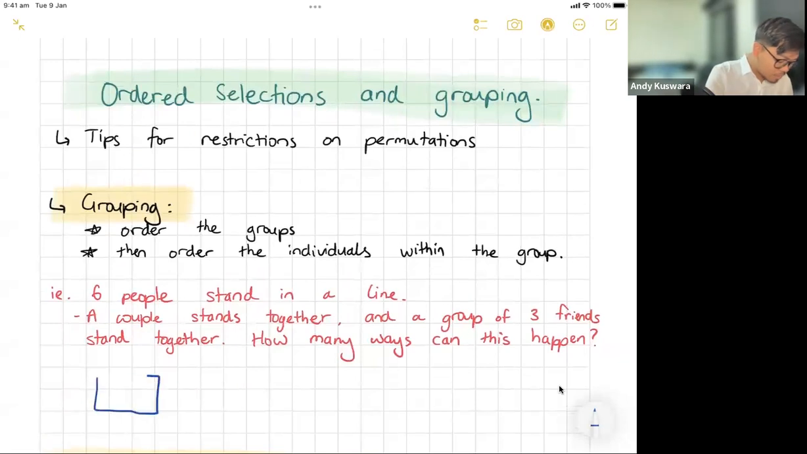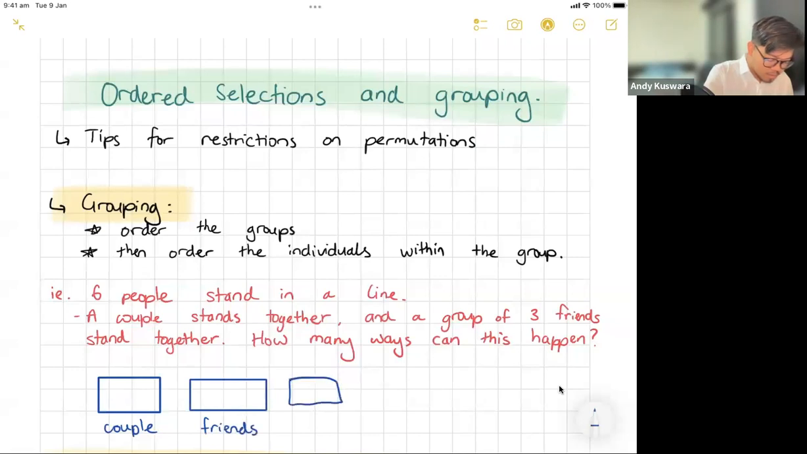The first group is the couple. The second group is the friends. The third group, I'm going to call the single. How many different ways can we arrange the couple? There are two factorial ways. The friends can be arranged in three factorial ways. And the single guy can only be arranged one way.